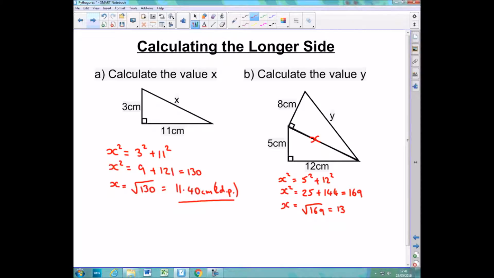So knowing that x is 13 centimeters, I can now use that value to find y. So I know that y squared equals 8 squared plus 13 squared. So tidying up that right-hand side, I get 64 plus 169, which I know equals 233. So y has to equal the square root of 233, which using the calculator to 2 decimal places is 15.26 centimeters.